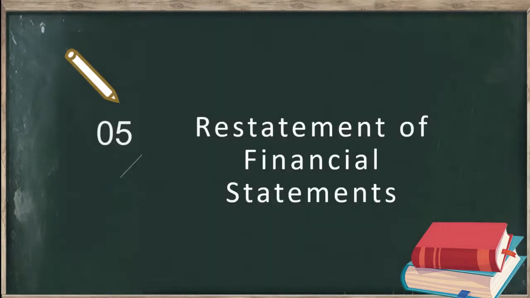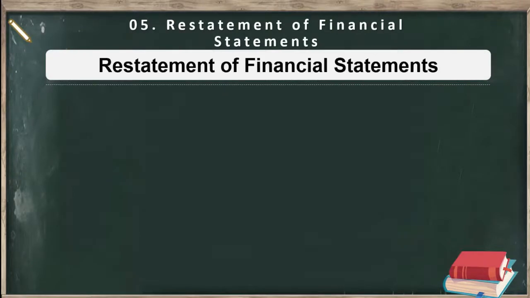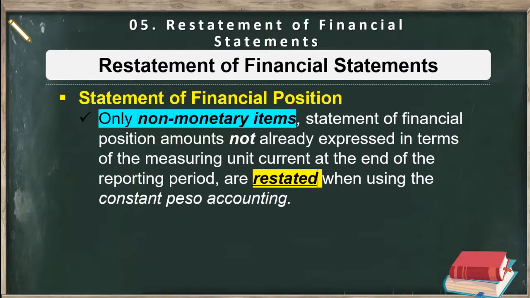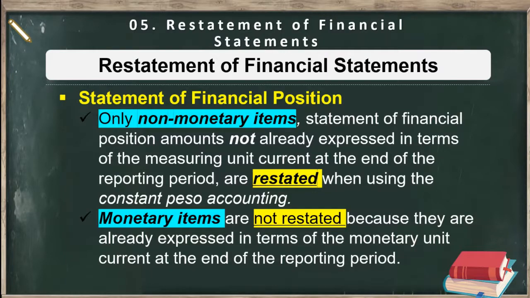Then we have the restatement of financial statements. So how do we restate the financial statements? These are the items found in the statement of financial position: only the non-monetary items, the statement of financial position amounts not already expressed in terms of measuring unit current at the end of the reporting period, are restated when using the constant peso accounting. The monetary items, on the other hand, are not restated because they are already expressed in terms of the monetary unit current at the end of the reporting period.